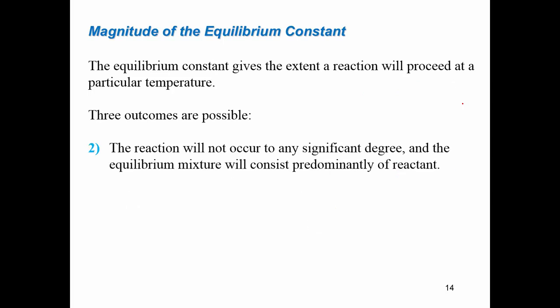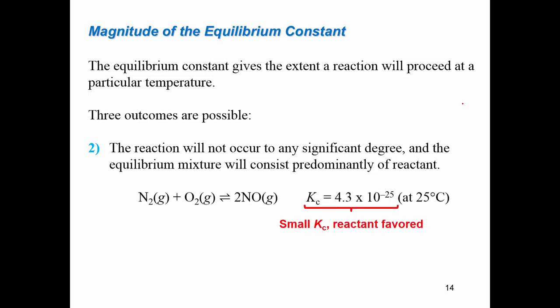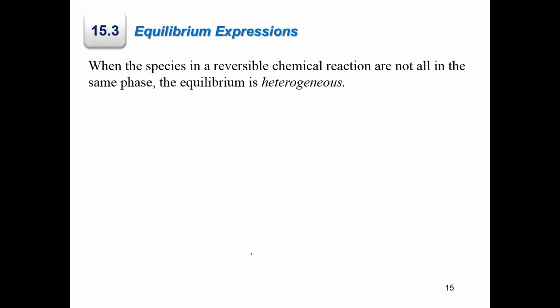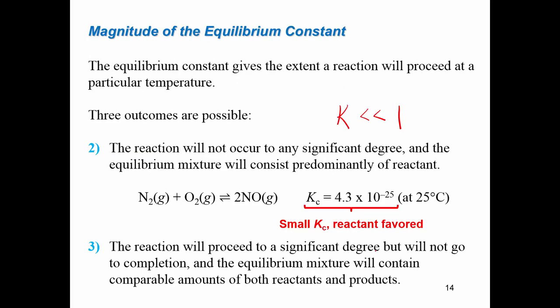We can have a reaction that does not occur to any significant degree. So we have primarily reactants. And when we do that, we have a very, very small Kc. So the K will be much, much less than 1. Or we can have a reaction that proceeds but will not go to completion. And that particular equilibrium mixture contains comparable amounts of both reactants and products. So that is where Kc is approximately equal to 1.